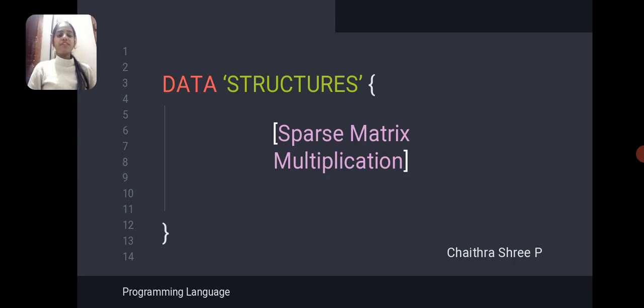So let's begin with data structures. The topic I'm going to explain to you all today is sparse matrix multiplication with data structures using C.